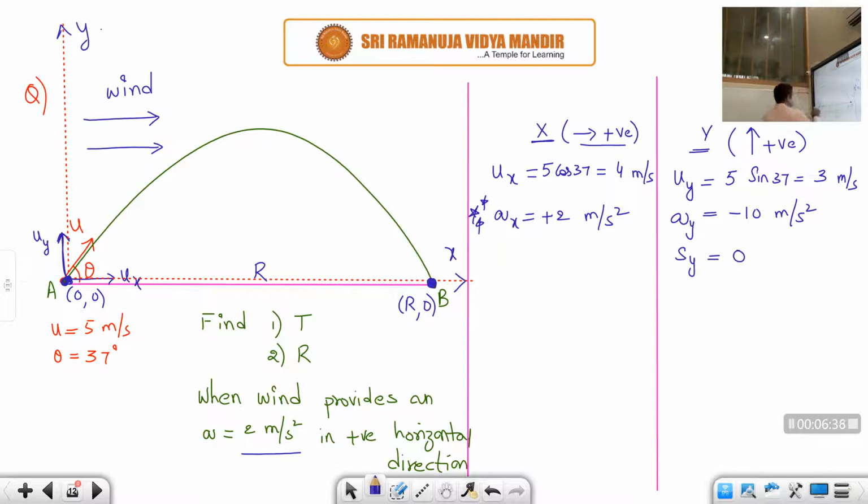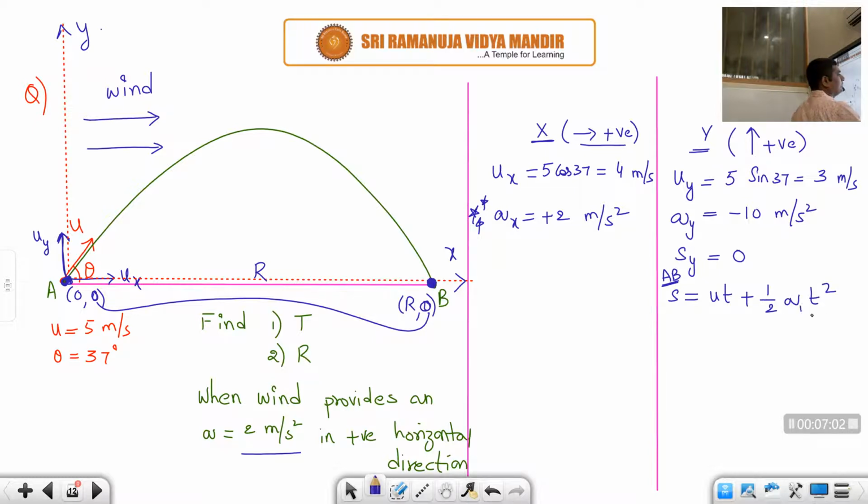By the time it comes from A to B, how much has it traveled in y direction? 0. Here also y is 0, here also y is 0. So it has not traveled in y direction by the time it reaches B. Therefore displacement in y direction is 0. So in the interval AB we can use the equation S is equal to ut plus half at square, in y direction.